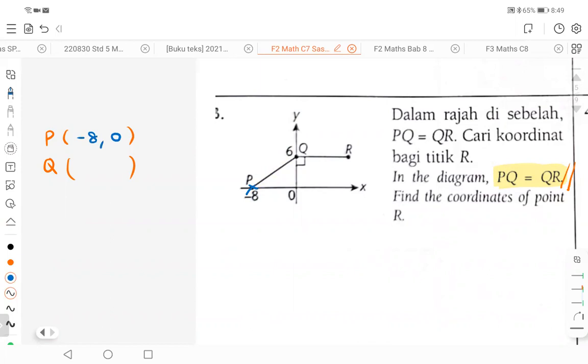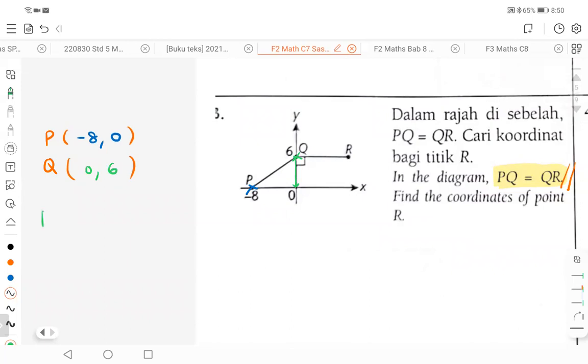And then for point Q, this point, X is showing 0. Then it's on the y-axis, it's showing 6. So 0, 6. Okay, that's the coordinate of point P and Q.